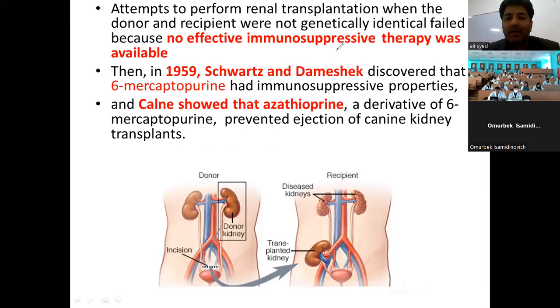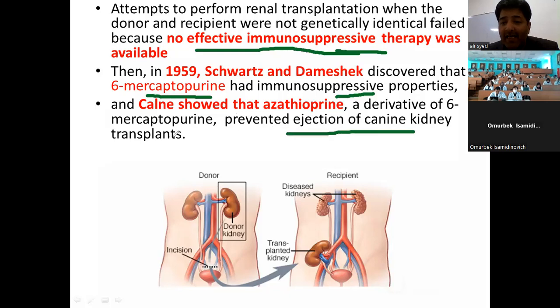Immunosuppressive therapy, because at that time no effective immunosuppressive therapy was available. So that's why they started to develop immunosuppressive agents. In 1959, Schwartz and Dameshek discovered 6-mercaptopurine, which has immunosuppressive properties. Calne showed that azathioprine can prevent rejection of canine kidney transplants, and also in patients.